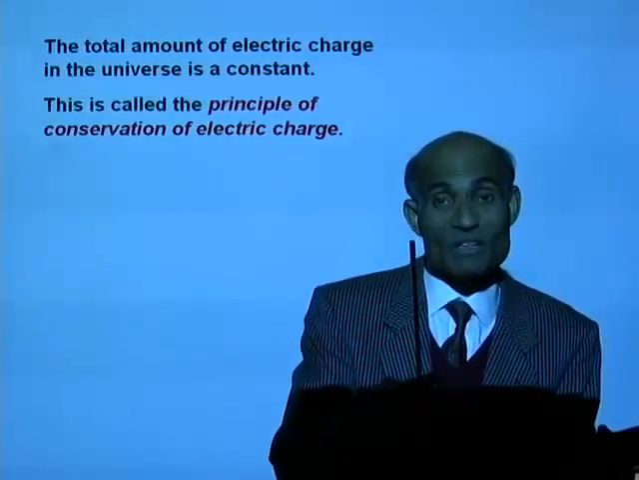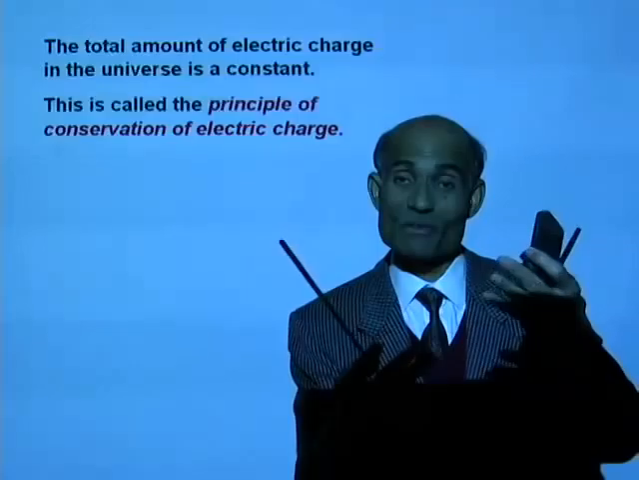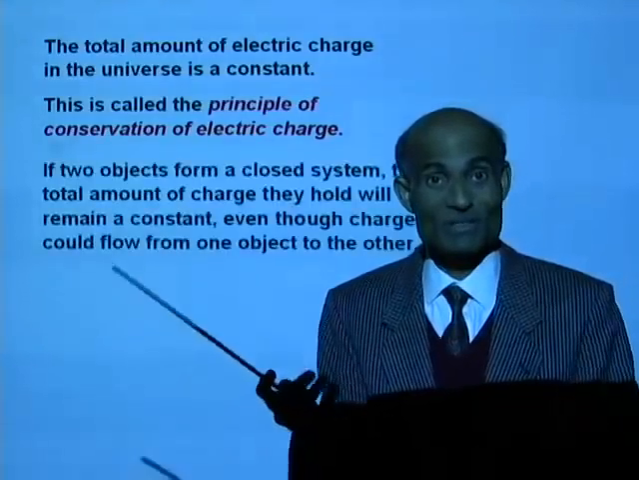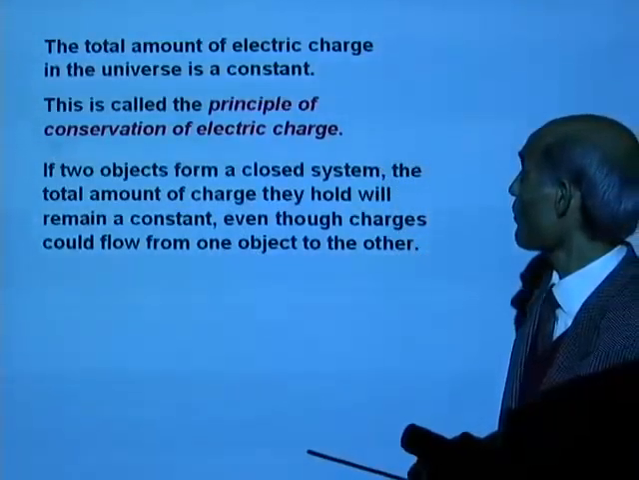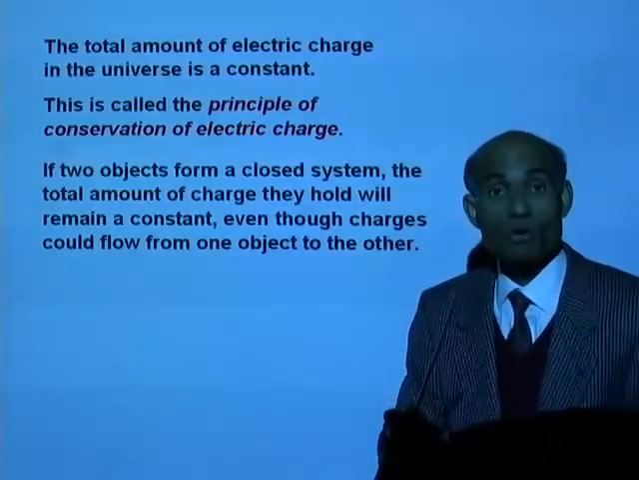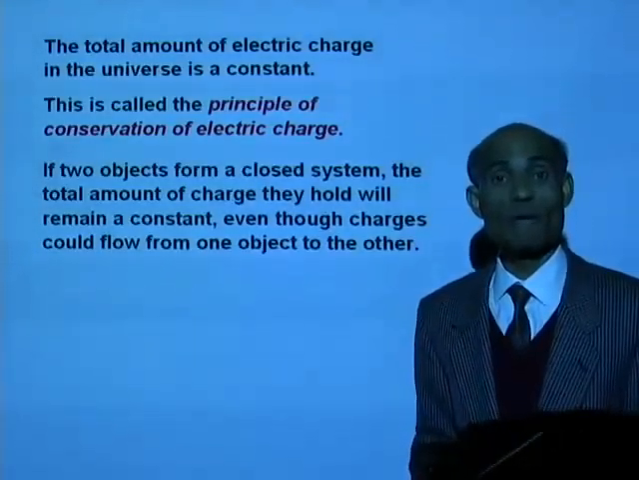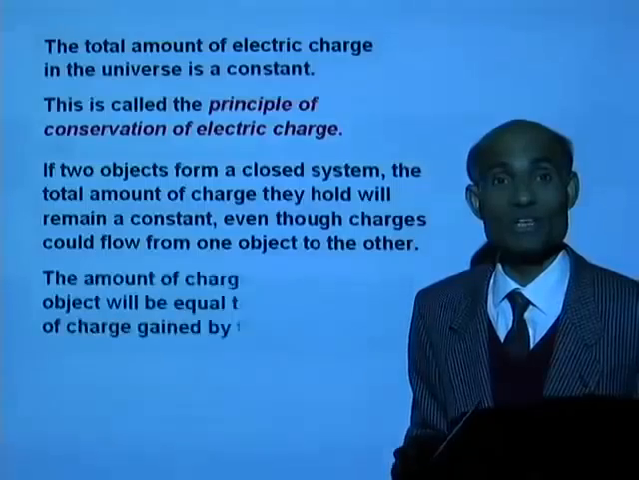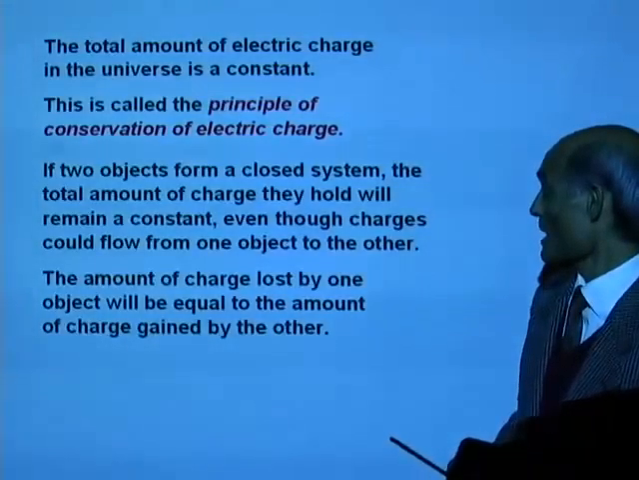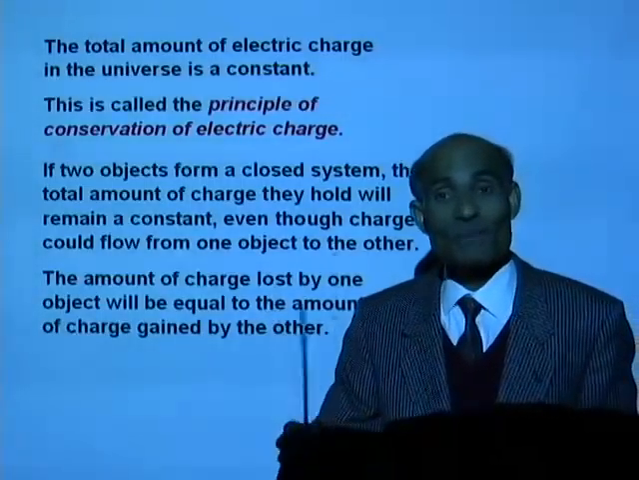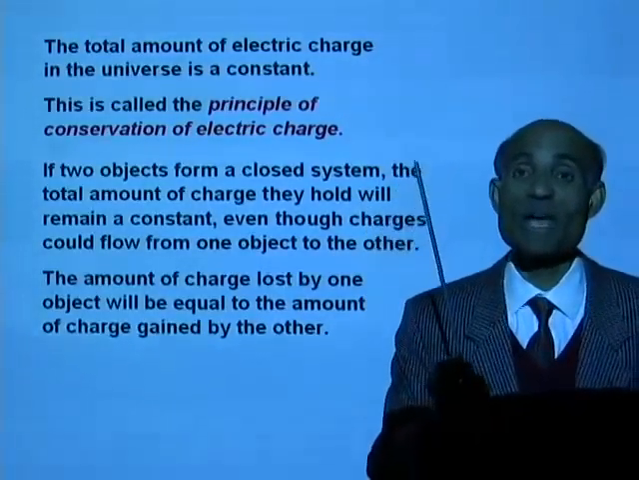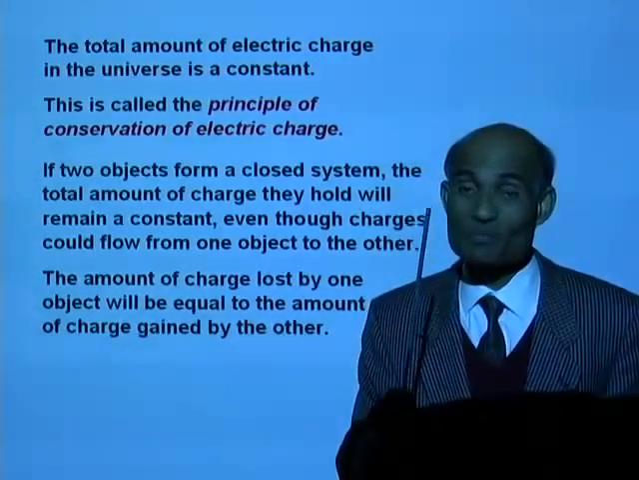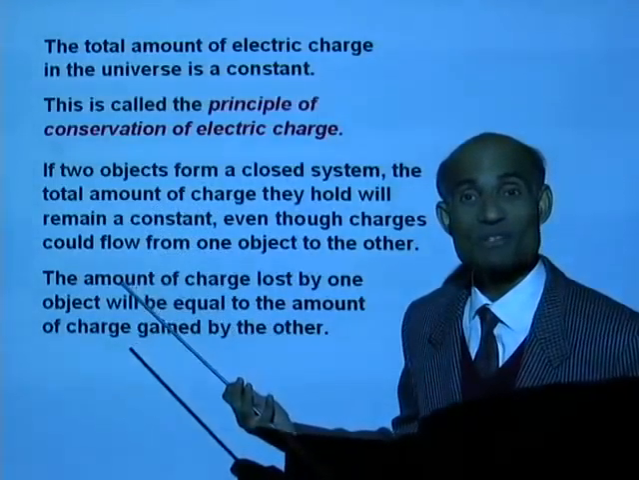Electric charges can get transferred from one object to another, but the total amount of electric charge in the universe is a constant. So if two objects form a closed system, the total amount of charge they hold will remain a constant, even though charges could flow from one object to the other. The amount of charge lost by one object will be equal to the amount of charge gained by the other object. Does it sound familiar? Well, in the principle of calorimetry, we had a similar situation.